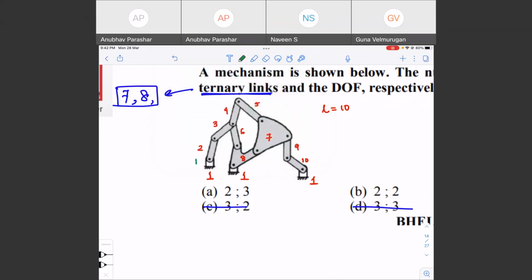This is a binary joint. This is a binary joint. This is a binary joint. This is a binary joint. This is a binary joint. This is a binary joint. This again is a binary joint. This is a binary joint. This is a binary joint. This is a binary joint. What about this joint? Is it a binary joint? Tell me. Yes or no?